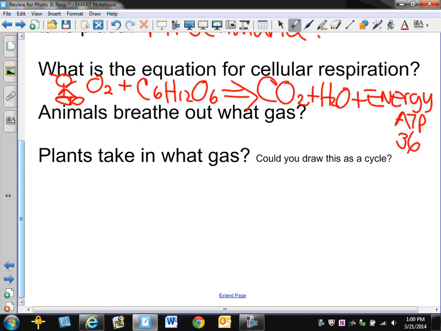Okay, so we got a little plant. I always like drawing little flowers. Happy little flowers. Usually around here covered with snow.